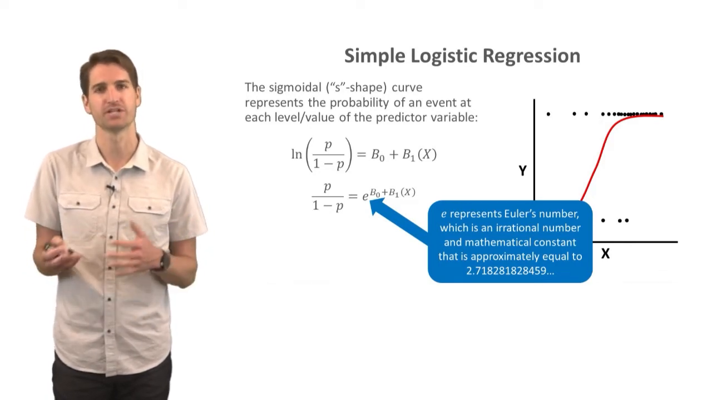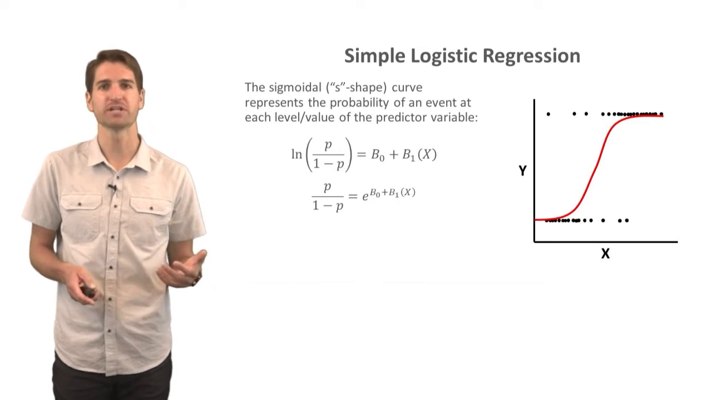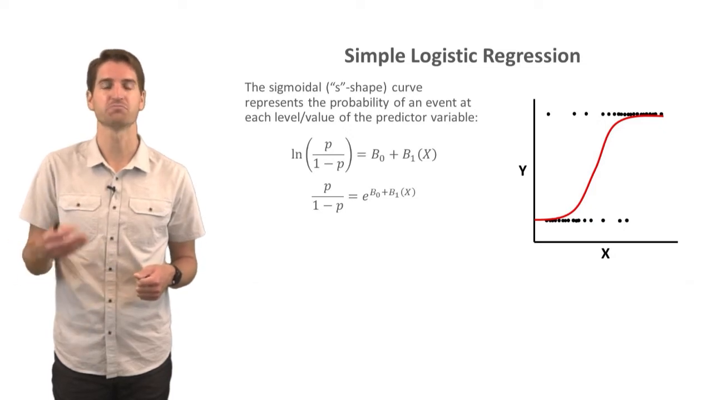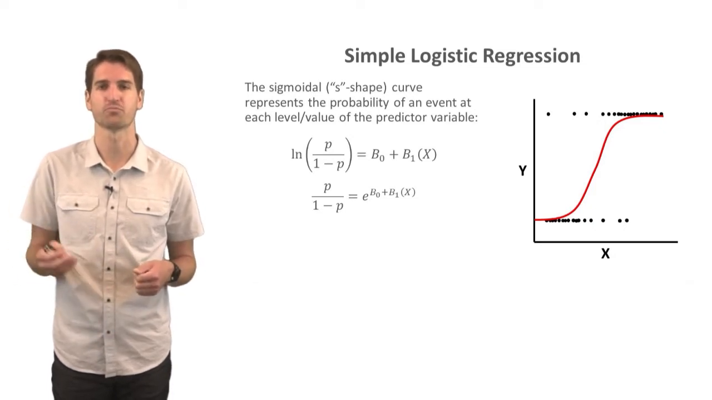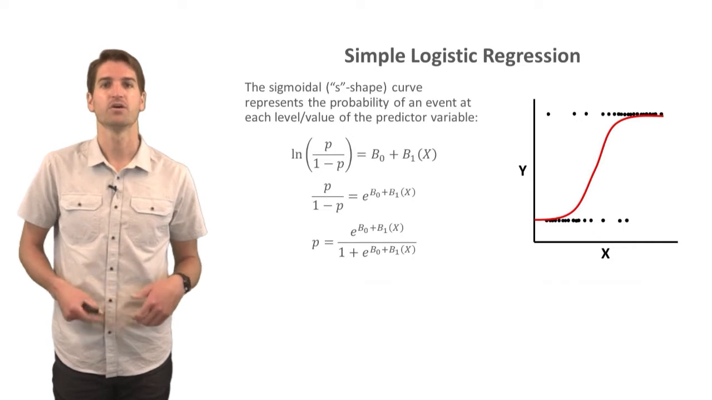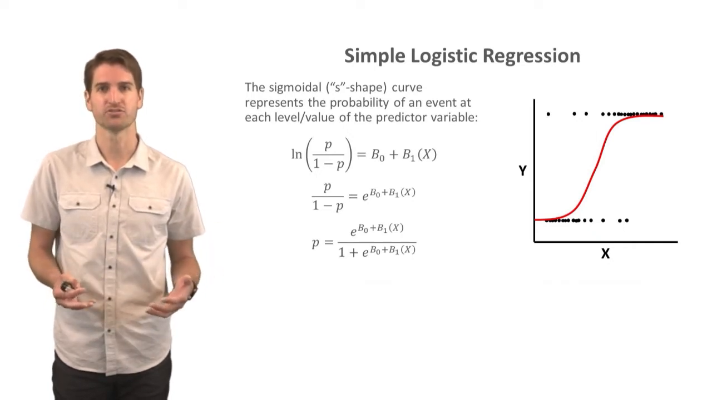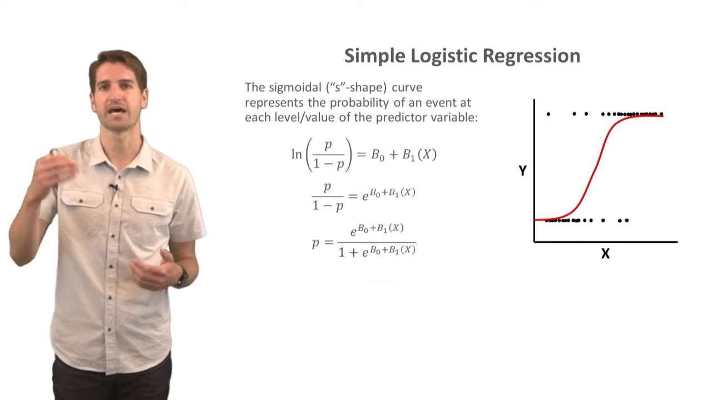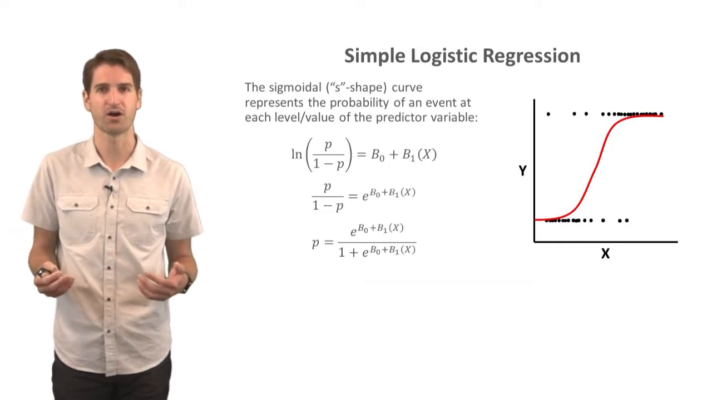It's Euler's number, okay? So if we exponentiate that, we take Euler's e to the value of the regression equation, based on whatever value we plugged in for a particular individual, we can actually calculate, doing so, the probability of that individual having that higher score on that dichotomous outcome variable.